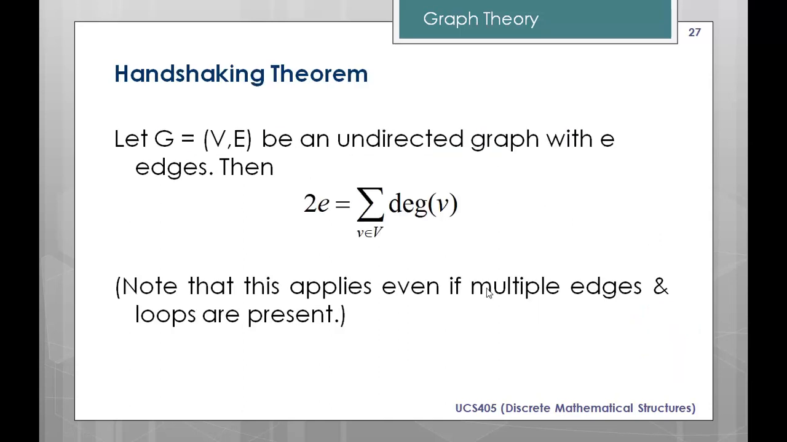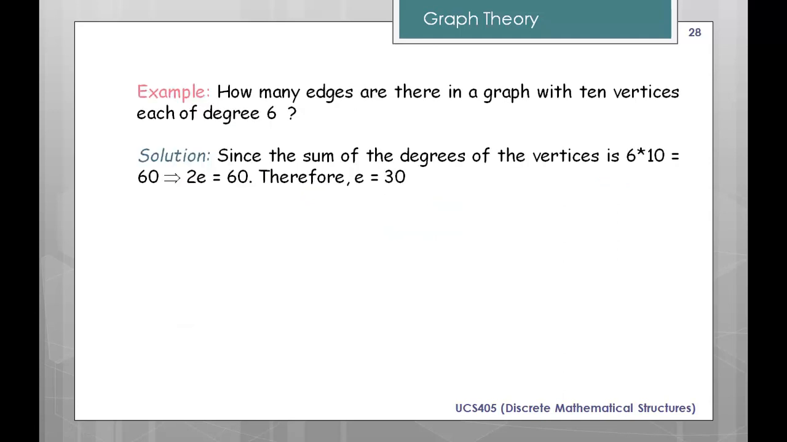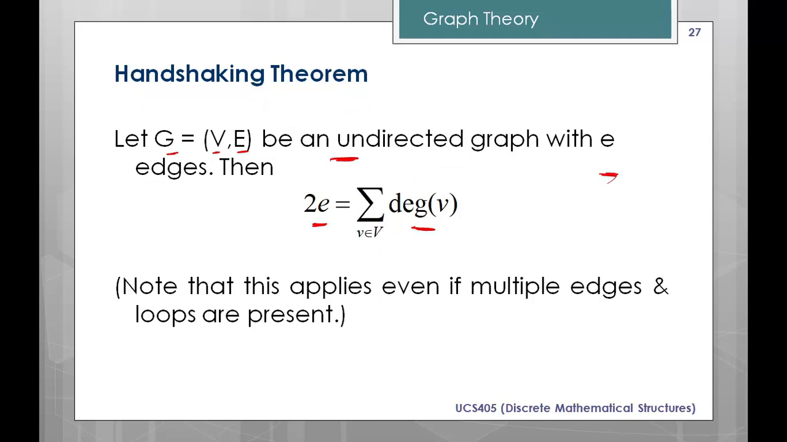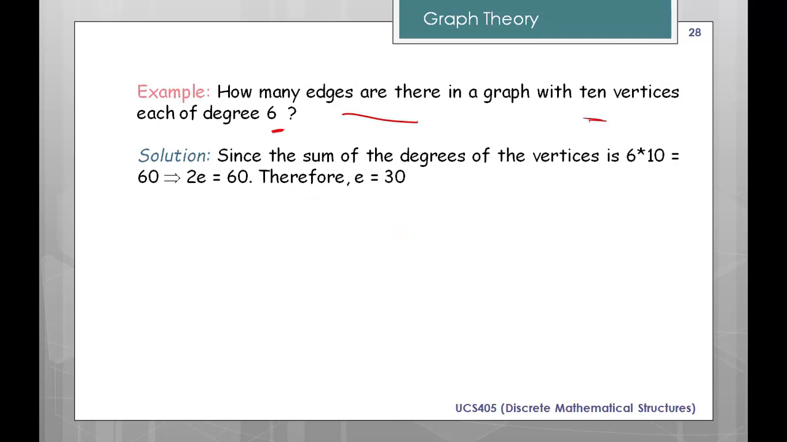Next is the handshaking theorem. Let G, which consists of V and E, be an undirected graph with e edges. The formula is twice e equals the summation of the degrees of every vertex. Now see the example. How many edges are there in a graph with 10 vertices, each of degree 6? I hope you remember this formula: twice e equals the summation of every vertex degree. So 6 times 10 vertices equals 60. So twice e equals 60. What is the value of e here? 30. So only 30 edges are in this graph.